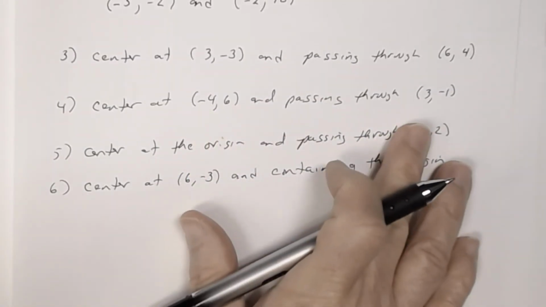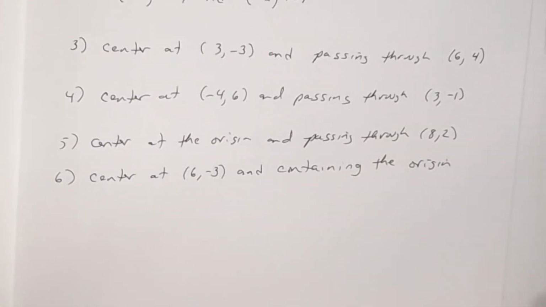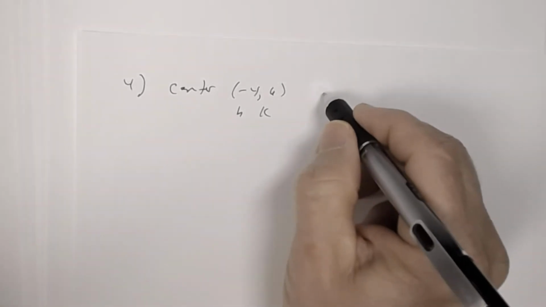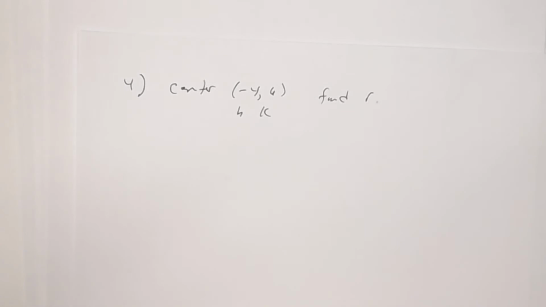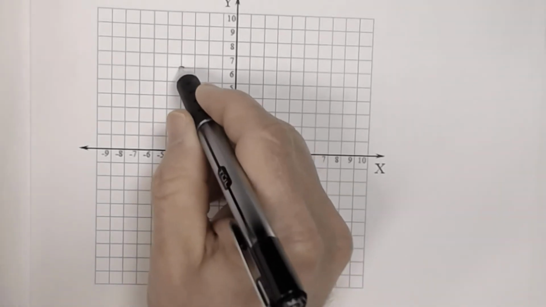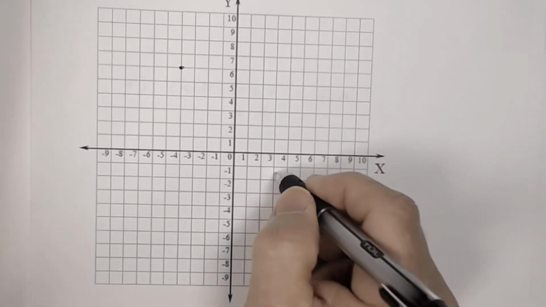All right, so that was number 3. Let's look at number 4. This time you're told the center is negative 4, 6, and it passes through the point 3, negative 1. Sometimes it helps to think about what you're dealing with in your mind. You're told that the center is negative 4, 6, so right away I know h and k. All I have to do is somehow find r, the radius. The center is negative 4, 6, which is here, and it passes through the point 3, negative 1, right here.